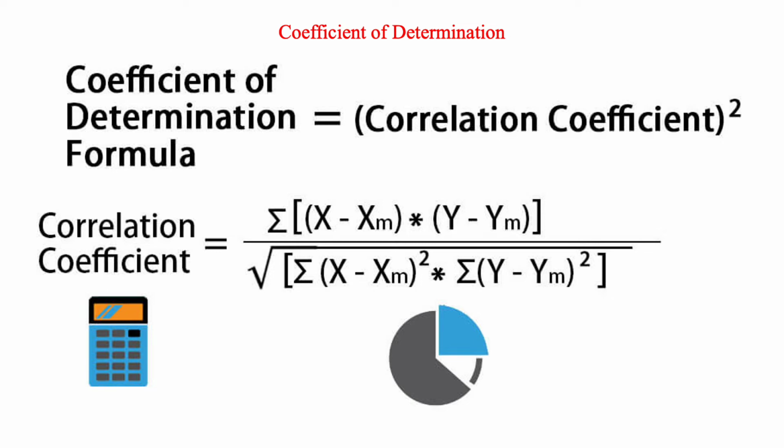In the formula, x is the data points for dataset x, y is the data points for dataset y, xm is the mean of dataset x, and ym is the mean of dataset y.